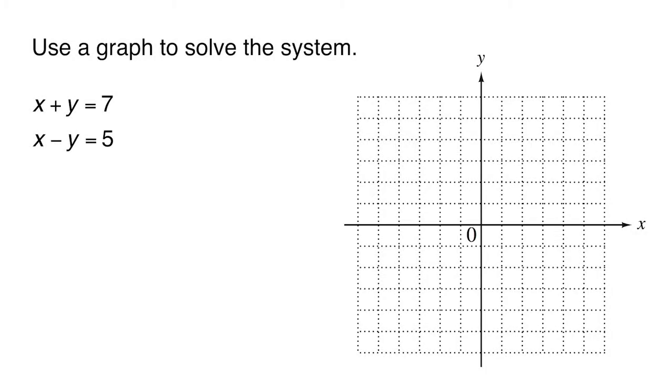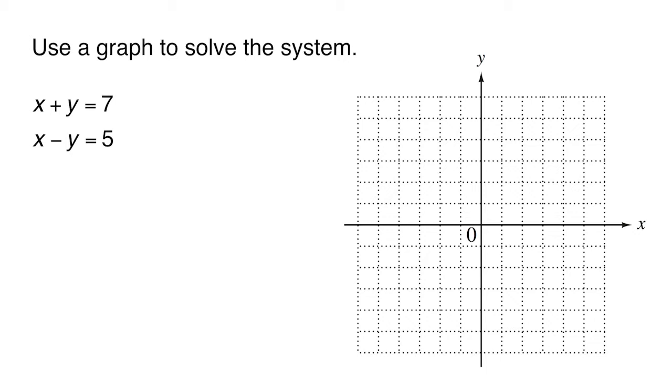Use the graph to solve the system. x plus y equals 7 and x minus y equals 5. To solve the system using a graph, we'll graph both equations and then find the point of intersection. That point is the solution to the system.